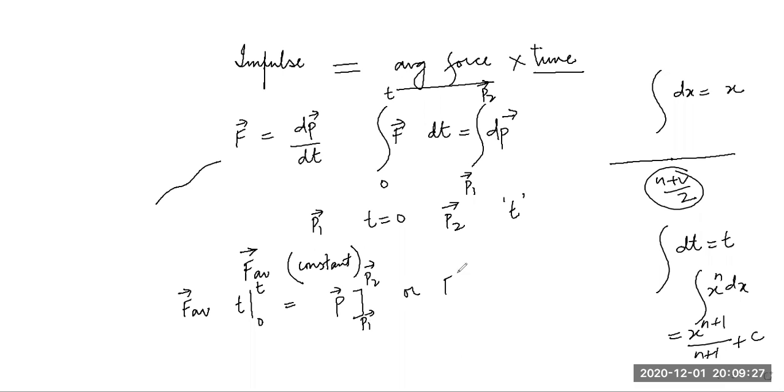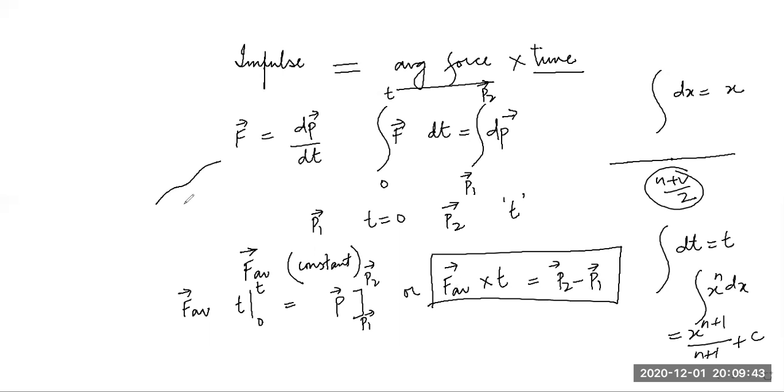Or I can say what? F average into t, this t0 cancels out, is equal to p2 minus p1. Very, very important thing. What? Average force acting in the impact. In the impact for time t, there's variation of the force. So we take some average force. That's why this average is coming. Average force into t is p2 minus p1. So this F average into t I've already defined as impulse.